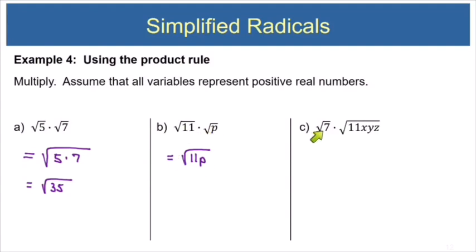On part C, we have square root of 7 times square root of 11xyz. Now using the product rule for radicals, we know we can state this all under one radical. So underneath the radical, we're going to have 7 times 11xyz. And now we can multiply the 7 and the 11 together, and we'll have square root of 77xyz.